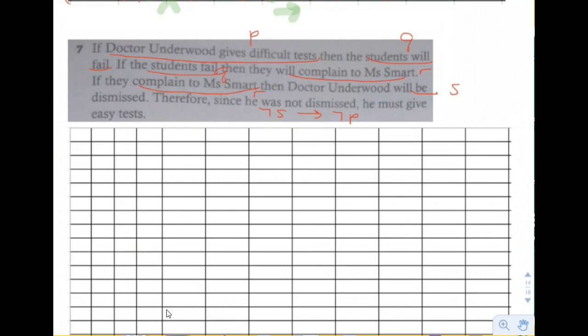All right, now let's try to write the whole thing. So if Underwood gives difficult tests, then the students will fail. If the students fail, then they will complain to Miss Smart. Q implies R. If they complain to Miss Smart, R implies S, then Dr. Underwood will be dismissed, which is S. Okay. Therefore, let's see, since he was not dismissed, not S, then he must give easy tests.